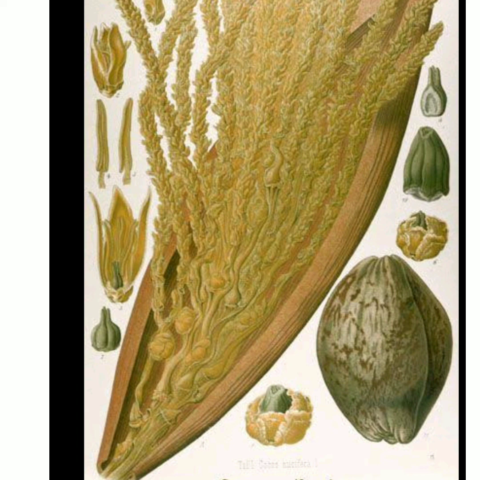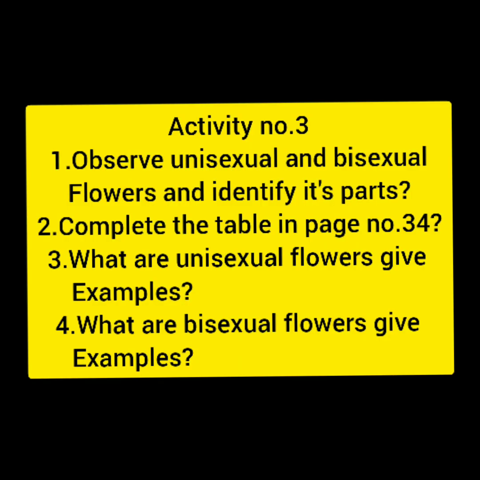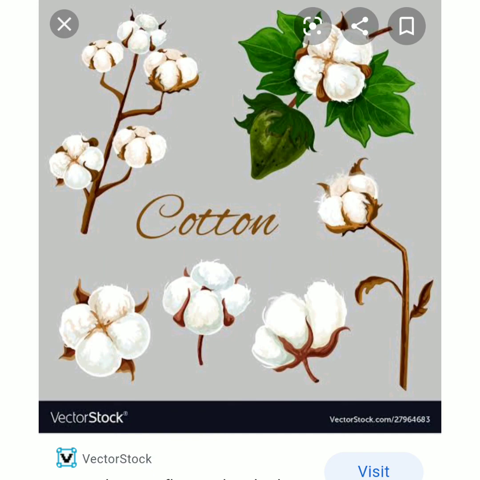Okay, so let's have our activity number 3. The first question: observe unisexual and bisexual flowers and identify their parts. The second: complete the table on page number 34. Then the third question: what are unisexual flowers? Give examples. And the fourth question: what are bisexual flowers? Give examples.